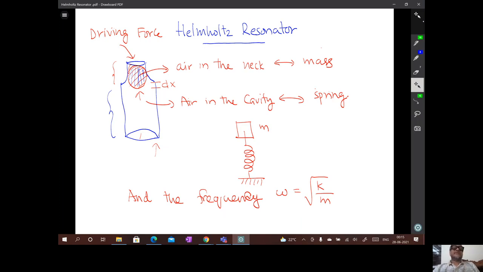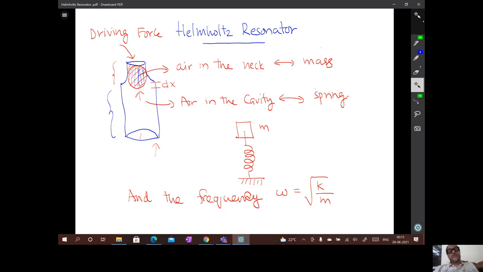But this inverse relation need not be a linear one. We don't know what relation it is. We have just got that when you decrease the volume of the air column, the frequency increases. Is it increasing linearly or in a non-linear fashion? That we have to see. So for that kind of deep understanding, one has to model the Helmholtz resonator.